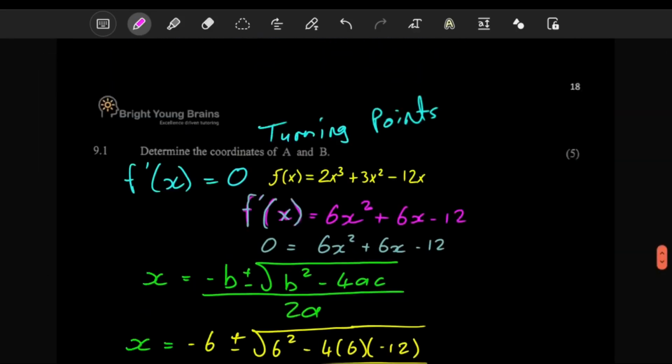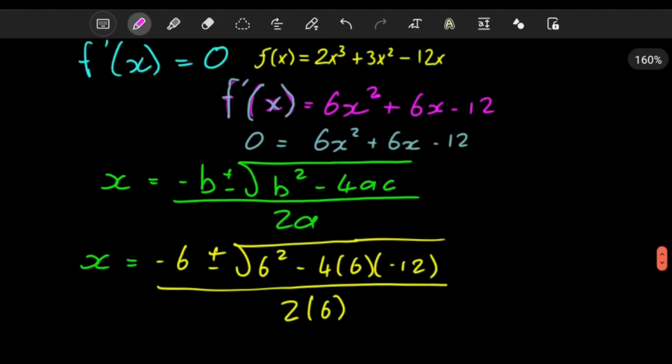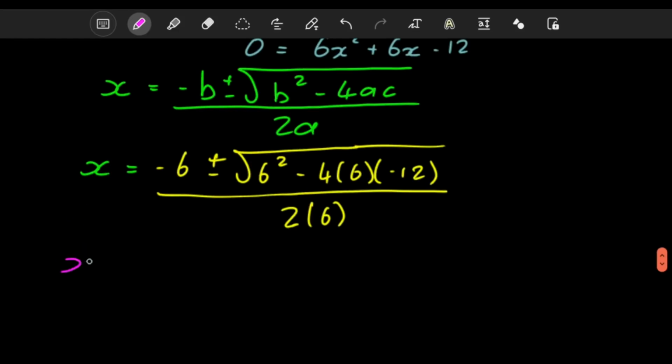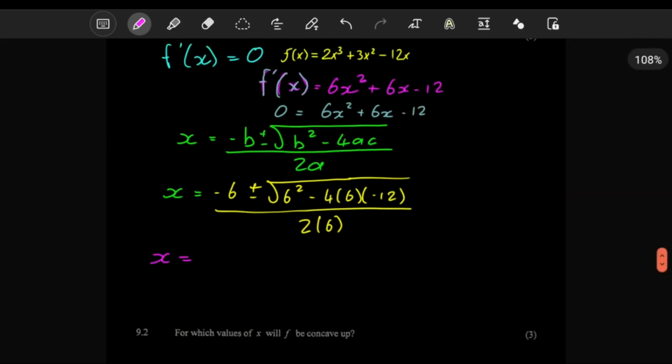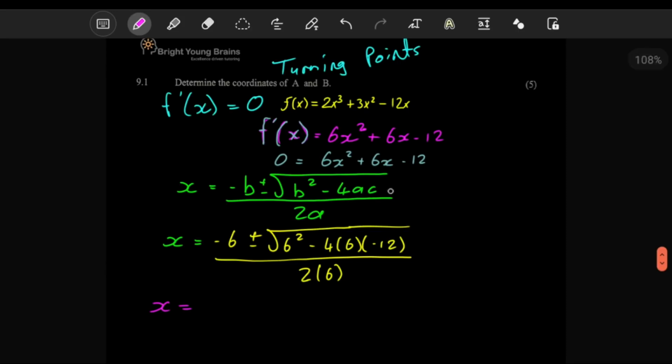Let me just carry on here, because I feel like I'm about to go off on a tangent, and it's going to be a disaster. So I've put everything into the formula, and what now? Now we put it into the calculator. In the calculator, let's see what we get. We're getting a 1 and a negative 2.